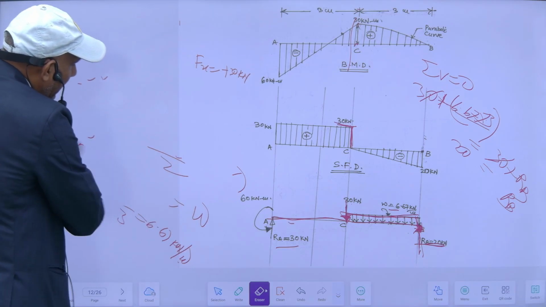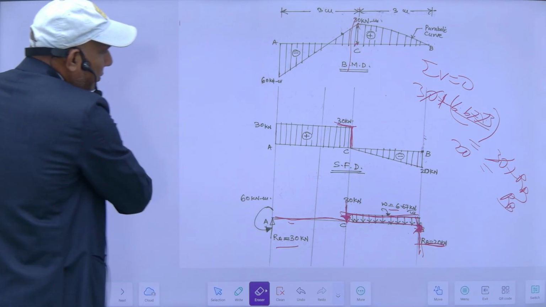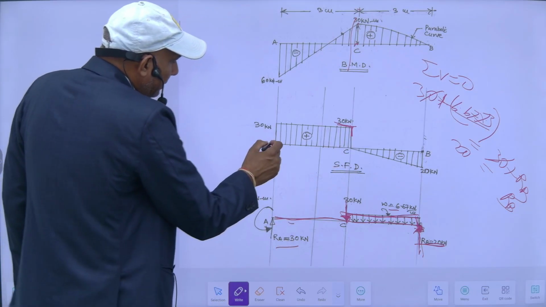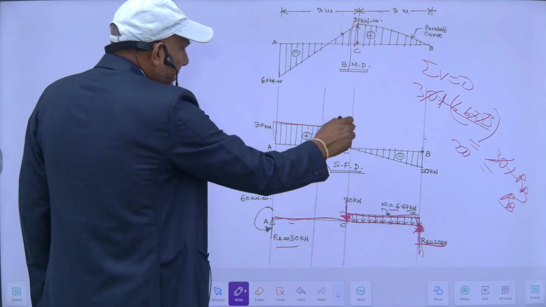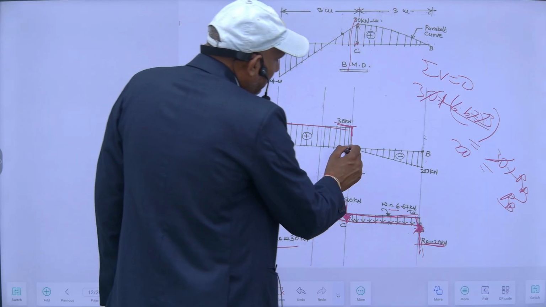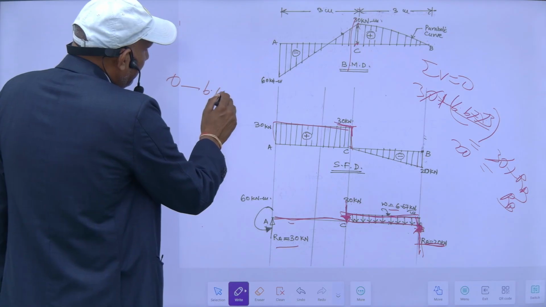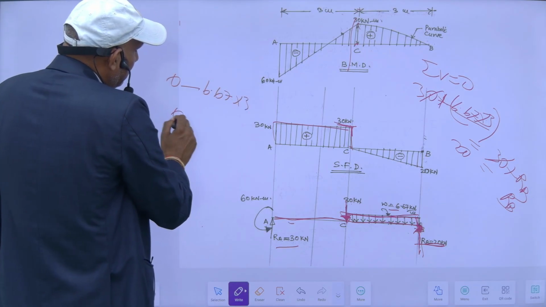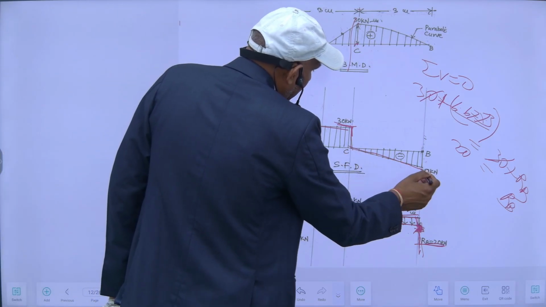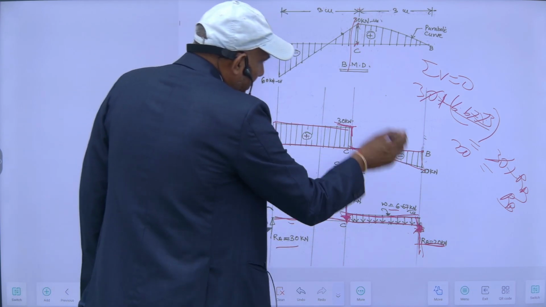From this I can easily draw its shear force diagram, which I had drawn parallelly here also. So after this I have this. So this is 30, and then from here to here it is constant. Then again it will be 0, and again it will be 0 minus this 6.667 into 3, which is minus 20 kilonewton here. So this is my shear force diagram. This is positive, this is negative.